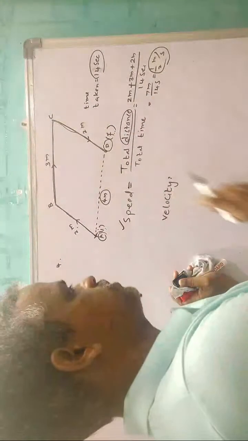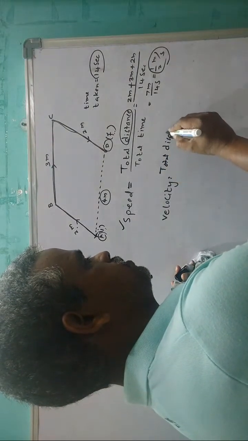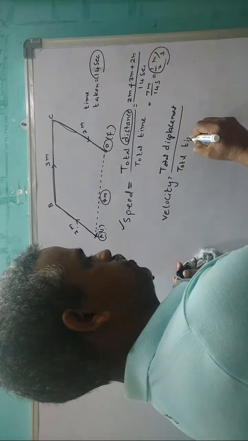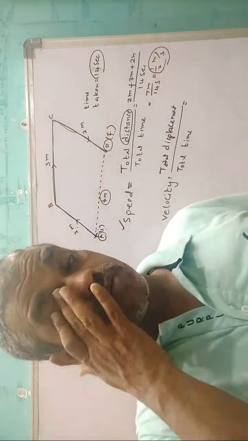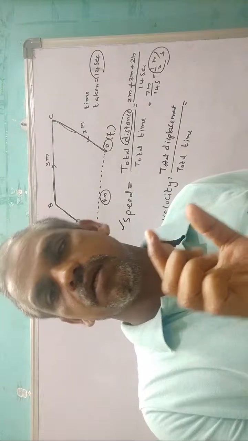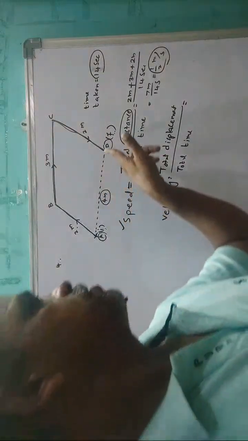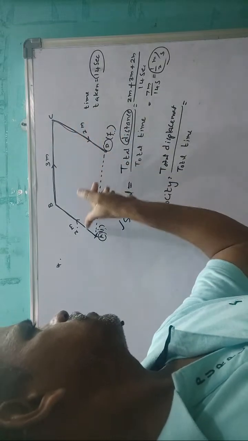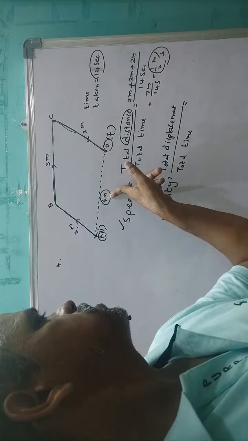Okay. Next. Velocity. Here, velocity is total displacement by total time. What is displacement? What is displacement? The shortest distance between the initial and final positions. Simple. This is the initial point, this is the final point. Shortest path. This is also a path, actually one of the paths, but which is the shortest here? This is the shortest distance.